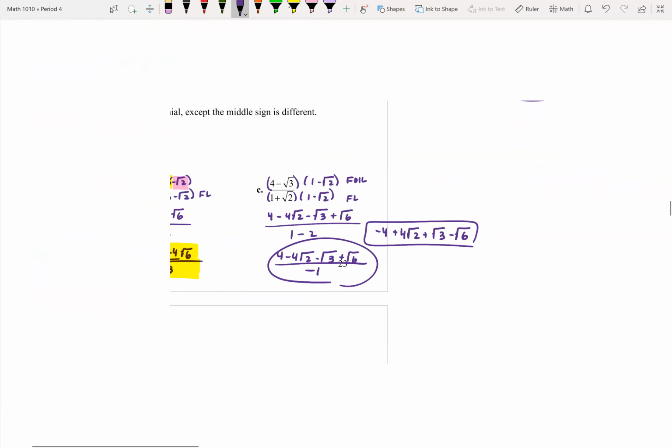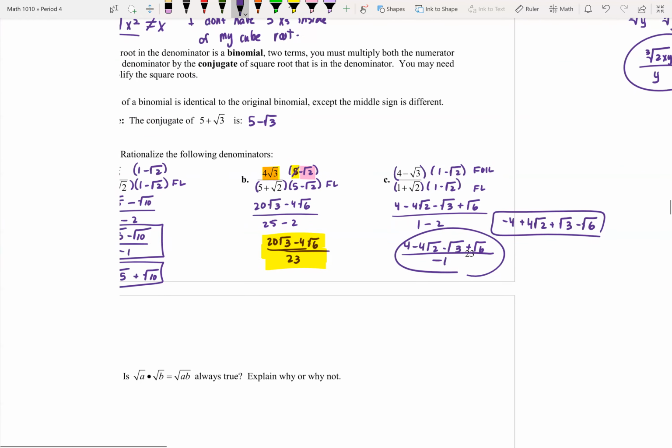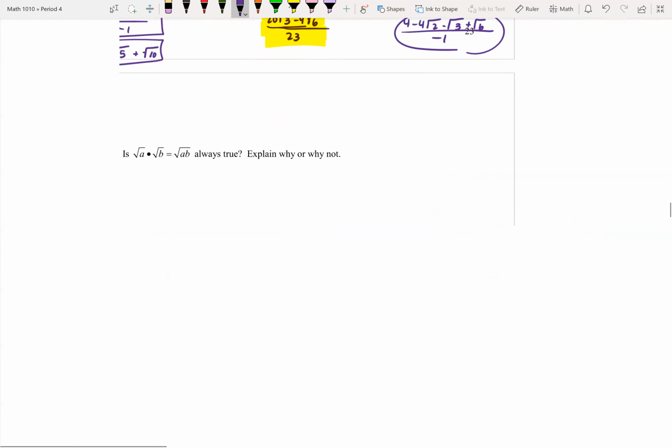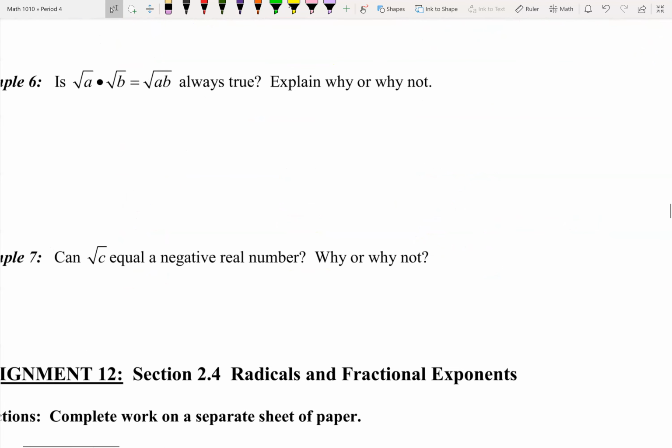Okay, we're almost done. 2 quick things and then we're done. I don't think I even finished last period. I didn't. Is the square root of a times the square root of b always the square root of a times b? I'm going to tell you right now, the answer is no.